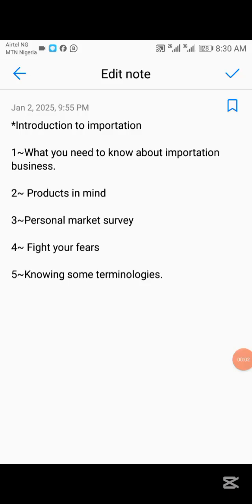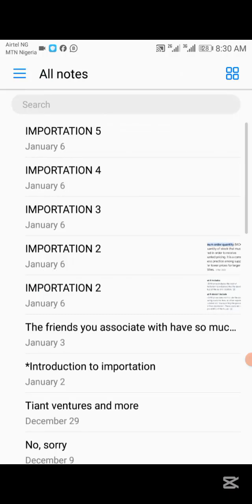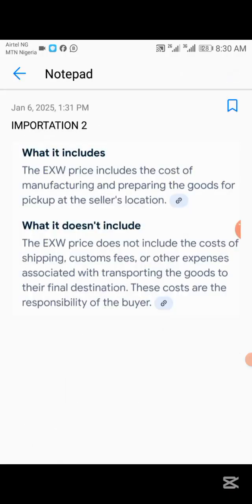There are some basic terminologies that you must be conversant with when it comes to getting your orders. And this is taking us to importation 2. Some of the terminologies that you'll come across include EXW, you have parcels, and you have MOQ. So this EXW is, let me read it from here. The EXW price includes the cost of manufacturing and preparing the goods for pick up at the seller's location.